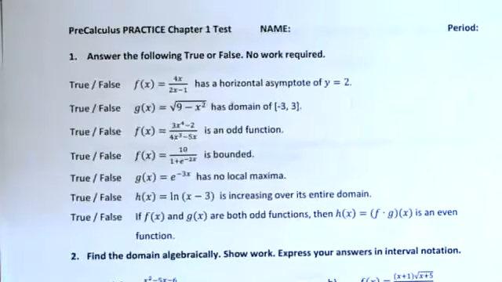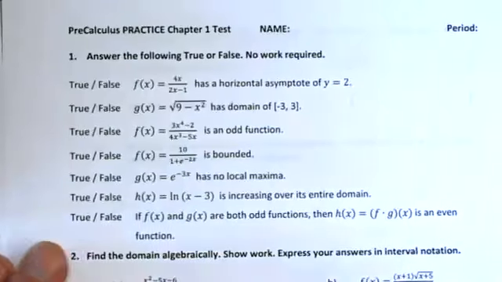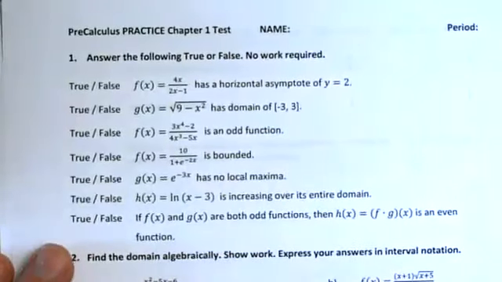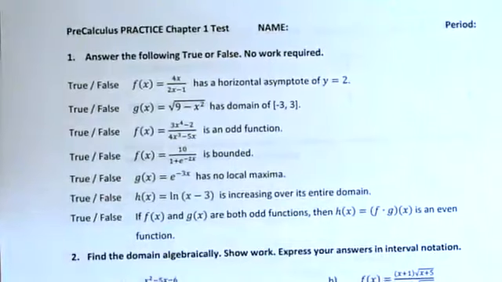So here we go. A bunch of true or false questions. We want to move through these relatively quickly. A lot of them you'll be able to do kind of by sight or with some simple calculator work. So the first one's asking about a horizontal asymptote.